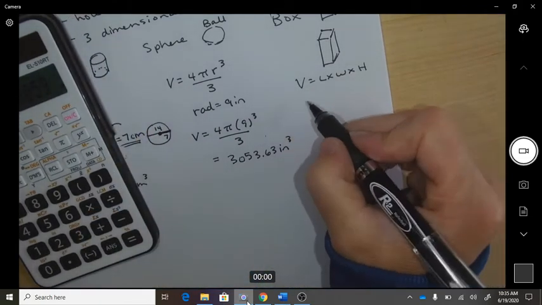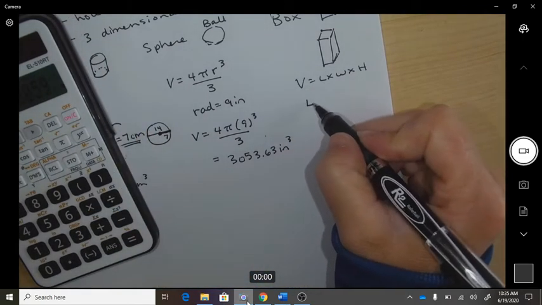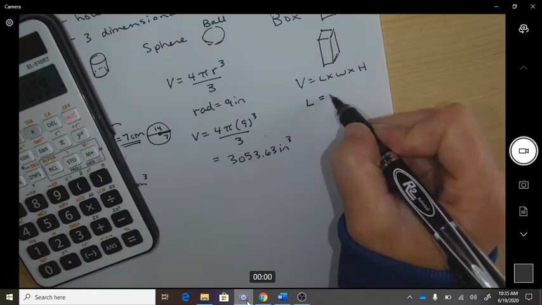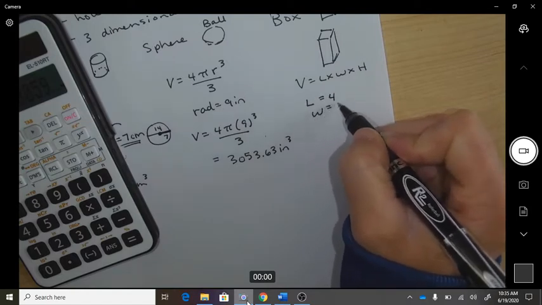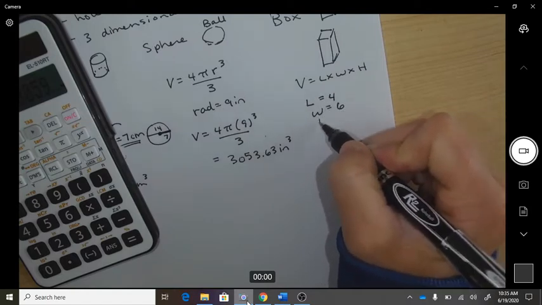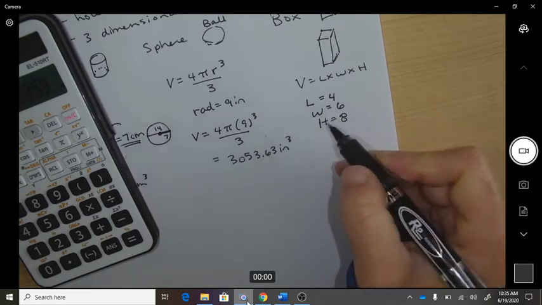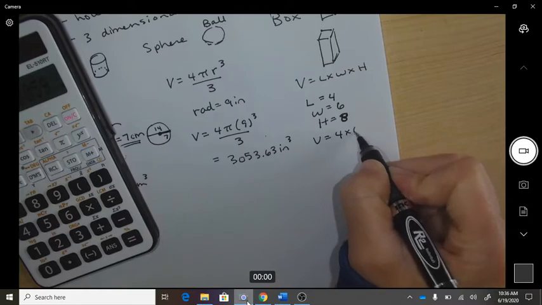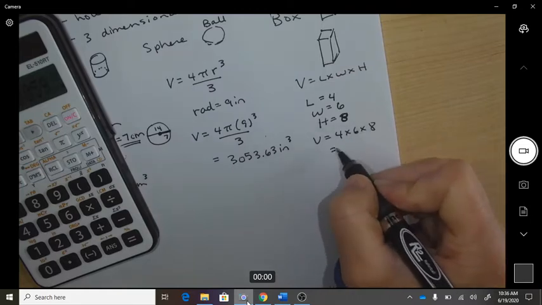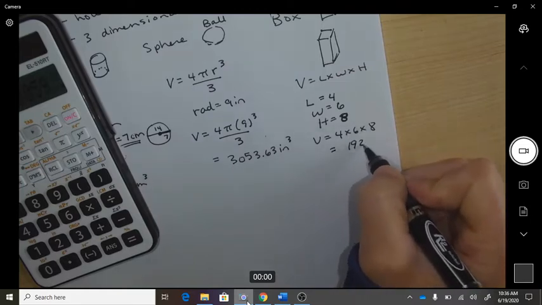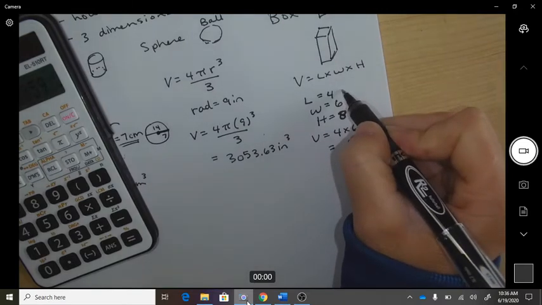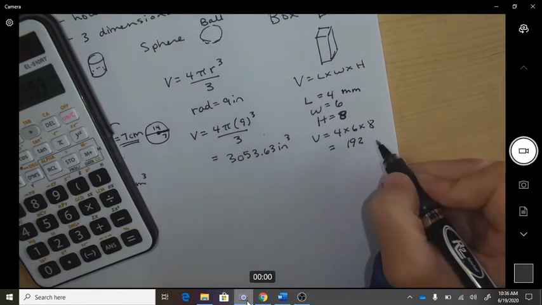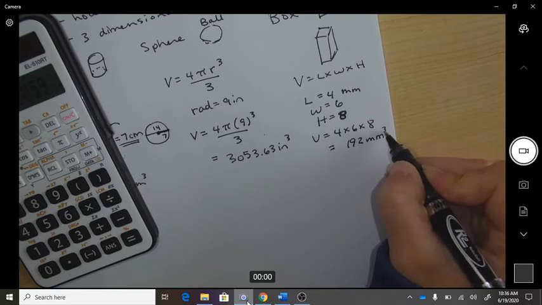Alright, so here I'm going to give you a length of 4, width of 6, and a height of 8. So your volume is 4 times 6 times 8, so 192. I should put some units on that. Let's go millimeters. So your volume is in millimeters cubed.